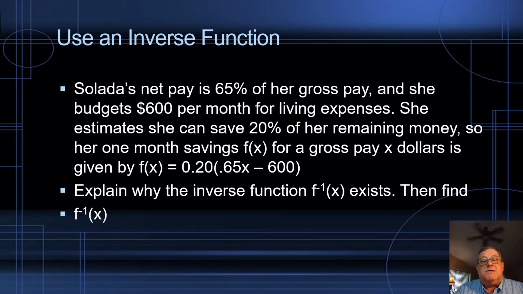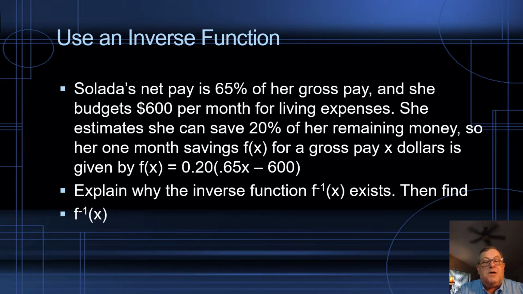And she budgets $600 a month for living expenses. She estimates she can save 20% of her remaining money. So her 1 month savings, which is represented as f of x, the function, for a gross pay of x dollars, so x equals her gross pay in this function, is given by f of x equals 0.20, that's 20% for her go to savings, times 0.65x minus 600, which is her living expenses.